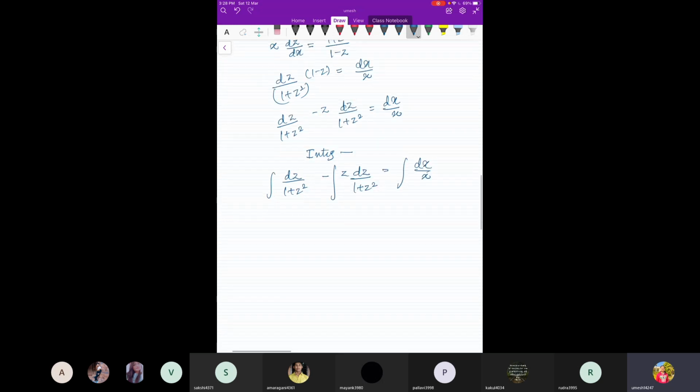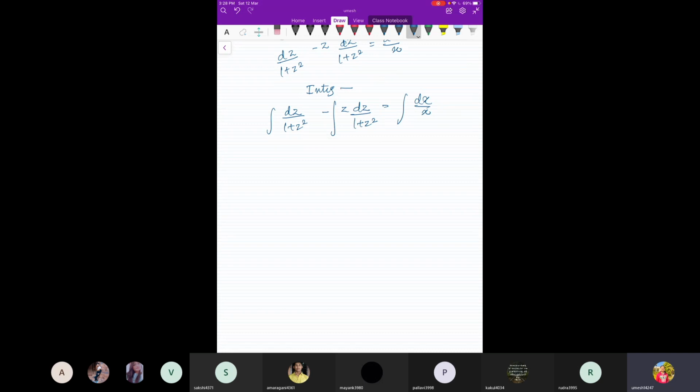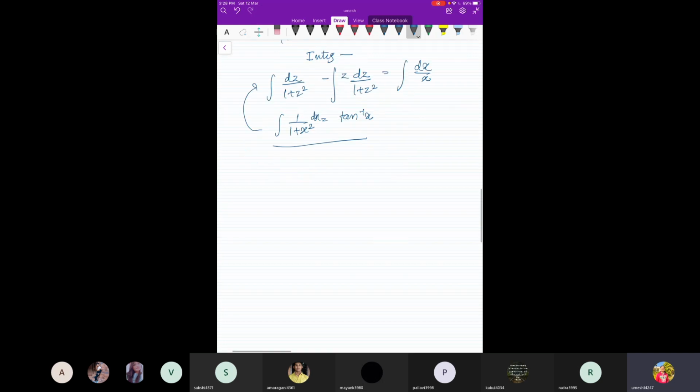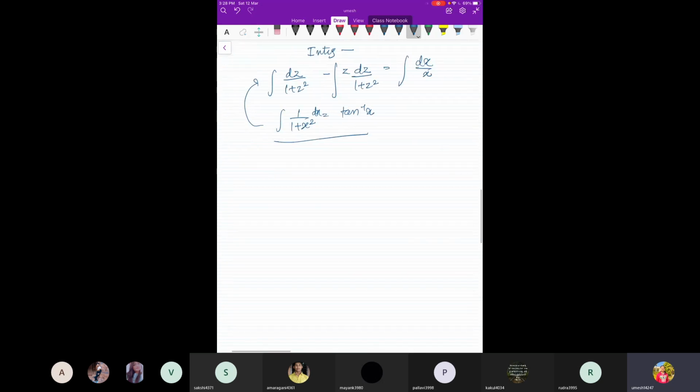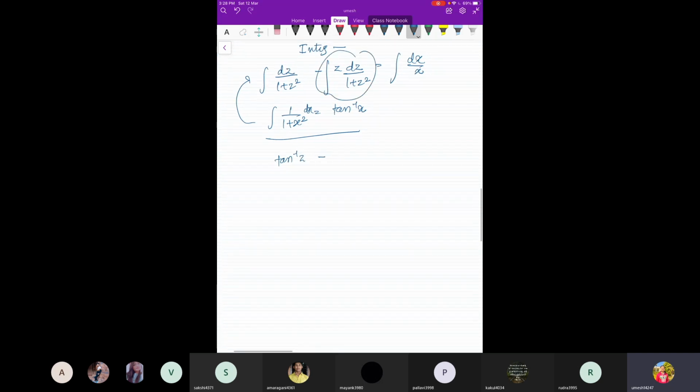So dz upon 1 plus z square minus z dz upon 1 plus z square equals the integration of dx upon x. Okay, so what is the integration of 1 upon 1 plus x square? Tan inverse. That is tan inverse x, so we will be using it here. It would be tan inverse z minus, इसका integration is also simple, 1 upon 2 times log of 1 plus z square, and इसका तो simple है 1 upon x का, that is ln x, plus we need a constant here.